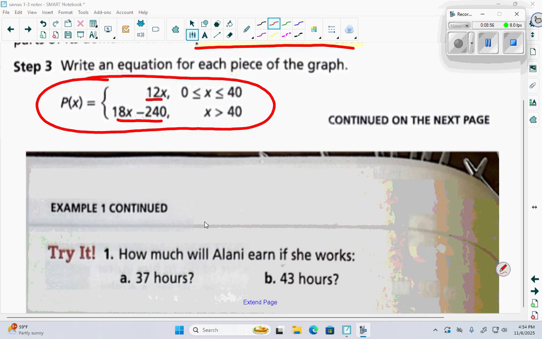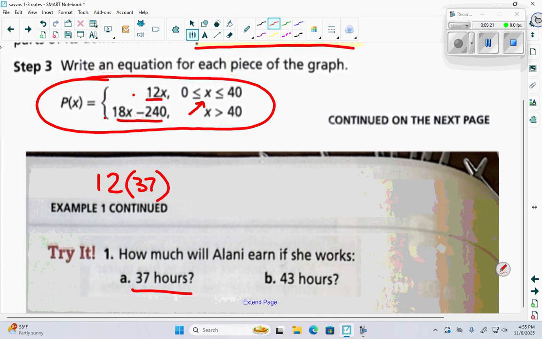It's the try it. So we have our two equations that we're looking at. If you need to write it in your workbook, do that. If you're working 37 hours, you're not going to plug it into the second equation. You're going to plug it into the first equation because 37 fits into that location. It's greater than 0 but less than 40. So then I would just plug in 12 and then the hours that I'm working, which are 37.